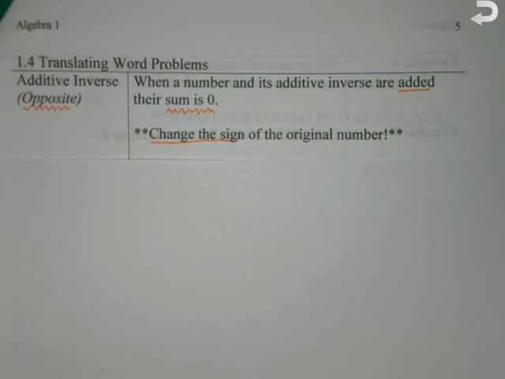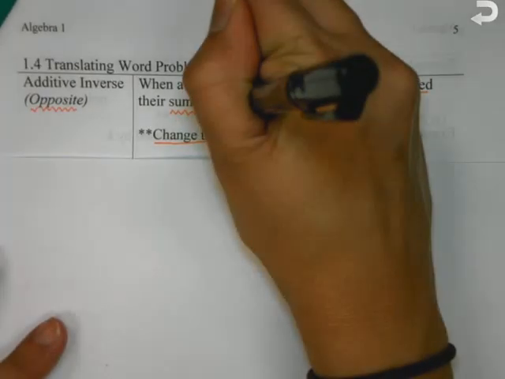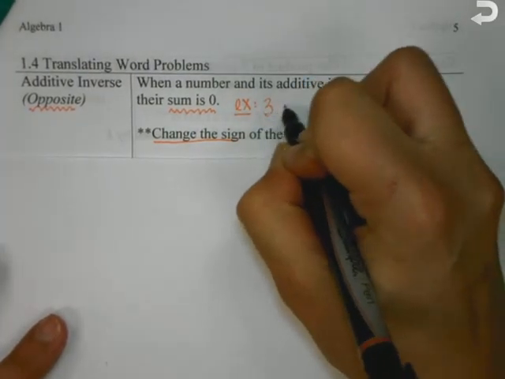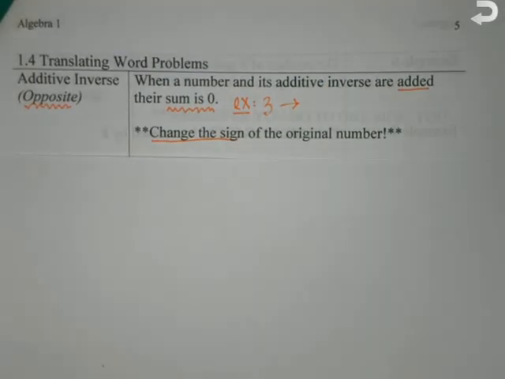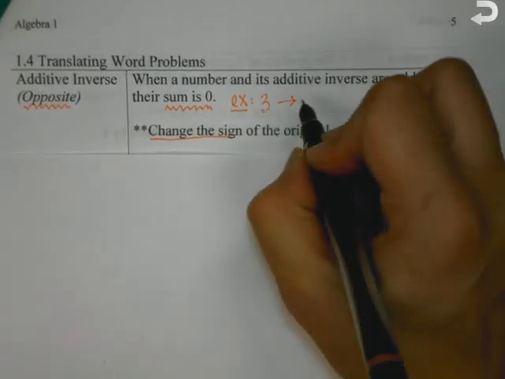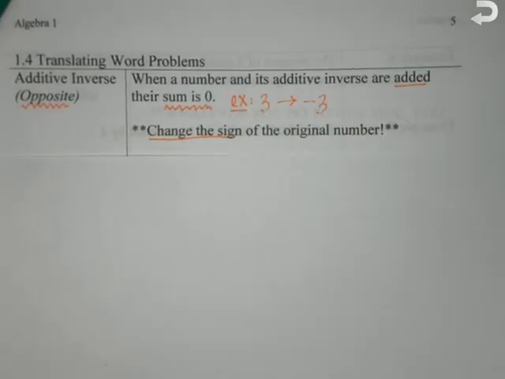So, for example, if I gave you the number 3, what would the additive inverse of that be? Genevieve, you know. What was it? Say it loud. Thank you. The additive inverse would be negative 3. 3 minus 3 gives me 0. So all I did was change the sign.